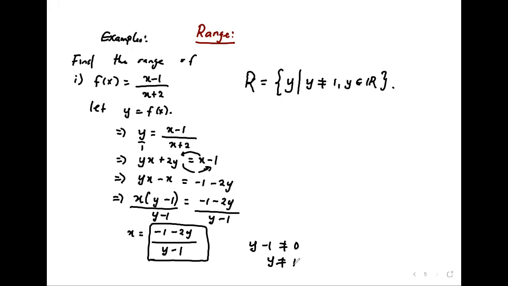Another one? Excuse me, sir. For the range, are we getting x in place of y? Are we getting y in place of x? We're getting y in place of x, because the range is about what y values you can get after using x. So we get the y values and not the x. Okay, sir.